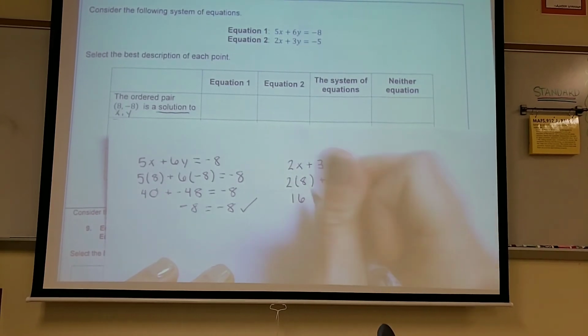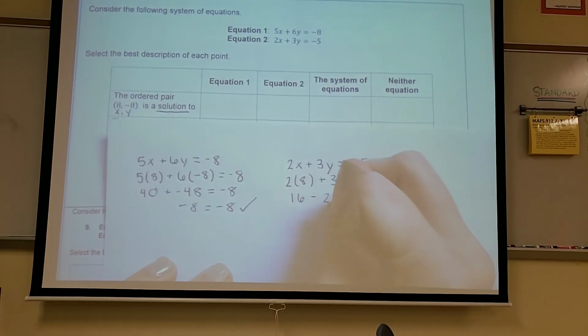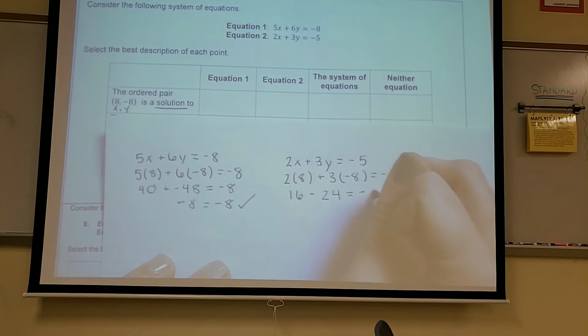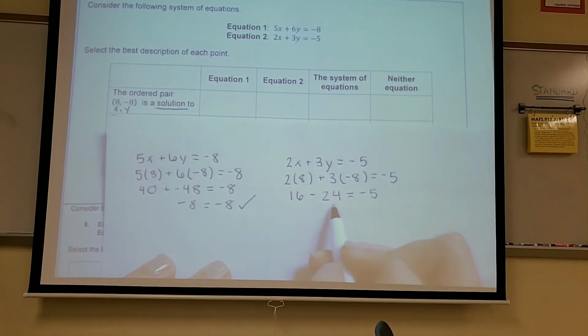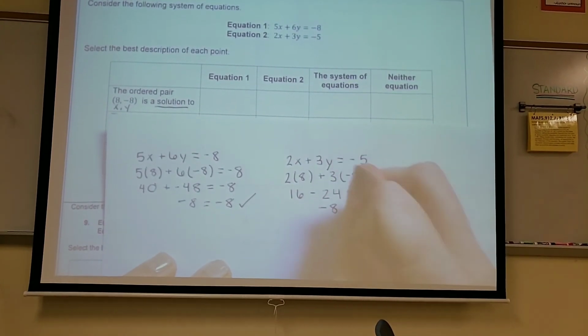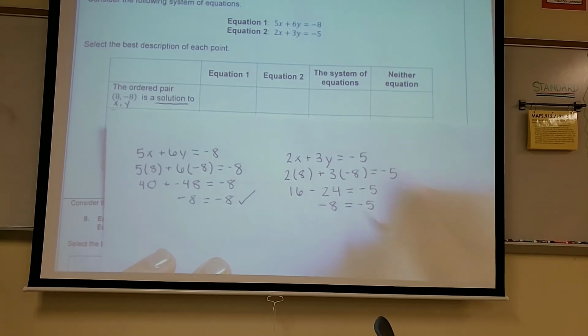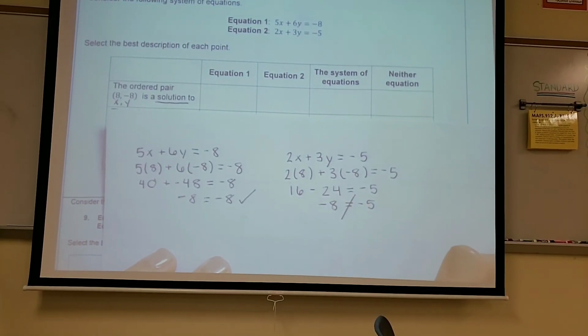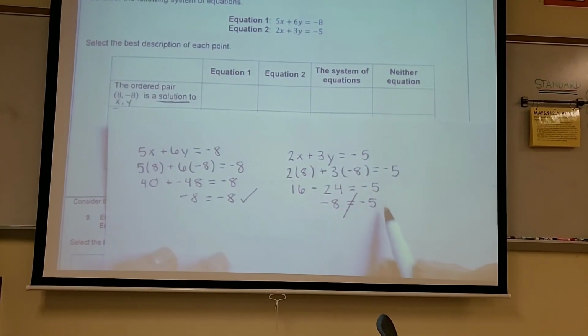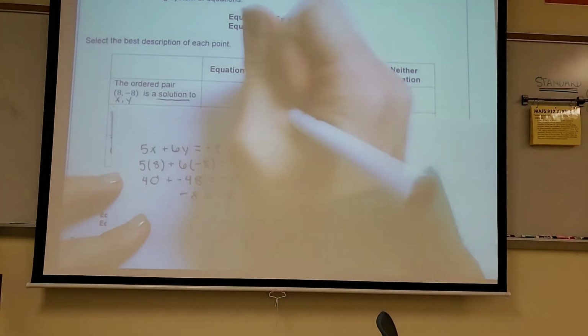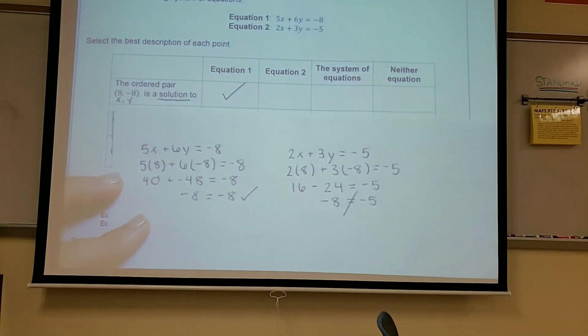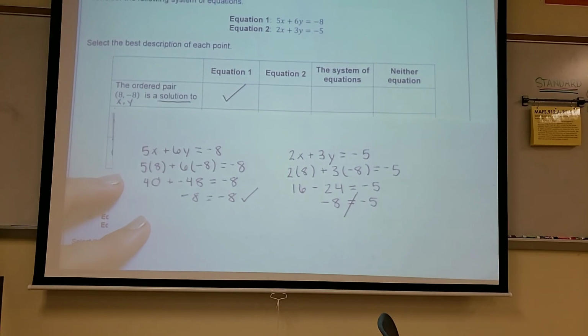3 times negative 8 gives me a negative 24. 16 minus 24 gives me a negative 8. Negative 8 is not equal to negative 5, so this is not a solution to equation 2. So I can come right up here. I can check that 8, negative 8 is only a solution to equation 1.